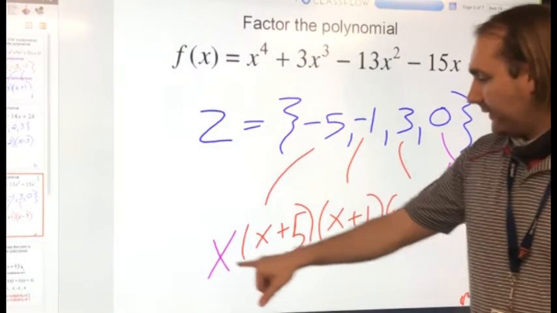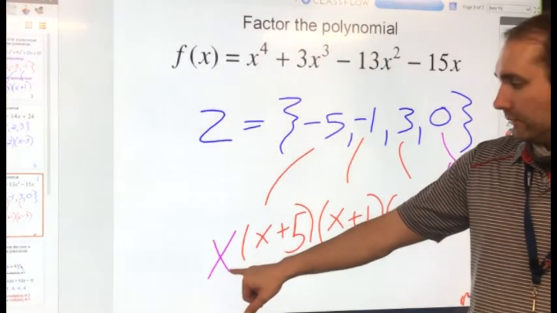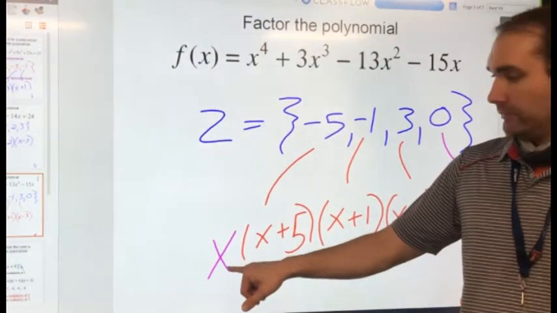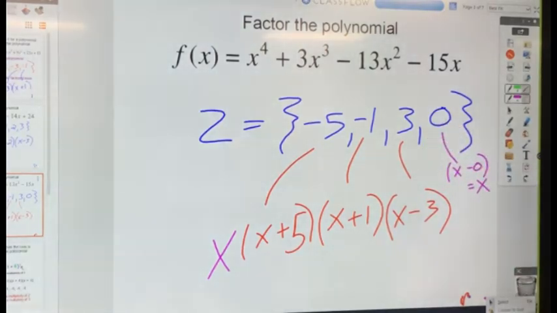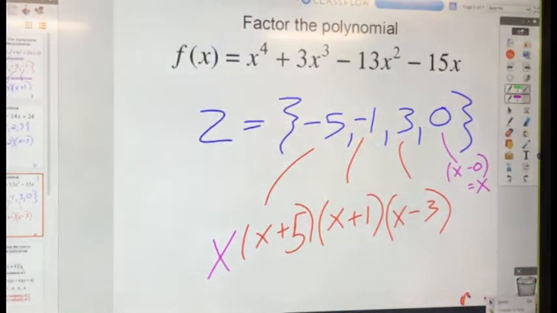Because last semester, when we had something like this and I asked you what's the 0 of this factor, what number would make x 0? Well, it would be 0. You would just plug in a 0. So there's my polynomial, all factored out. X times x plus 5 times x plus 1 times x minus 3.